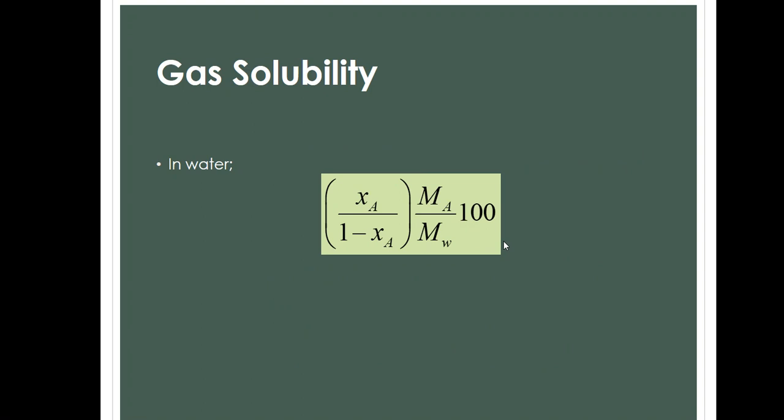Now, in your handbook, there's a formula that allows you to determine the solubility of a gas in the solvent water. If the solvent is not water, we cannot make use of the formula that is placed in the slide. The formula will only need one variable, and that is the mole fraction of A, referring to the gas, in your liquid. Now, M sub A and M sub W are the molecular weights of the gas and the water respectively. So we only have one variable, and that is the mole fraction of A in the liquid phase.